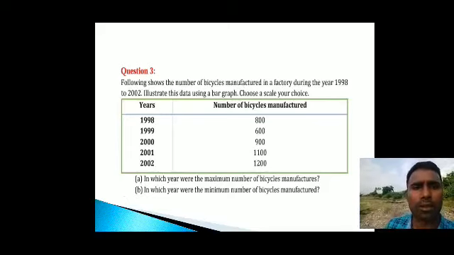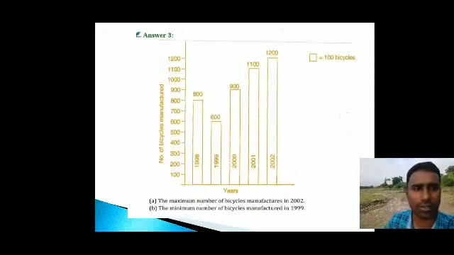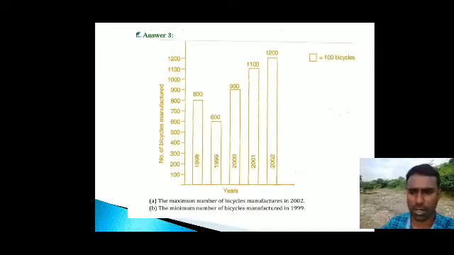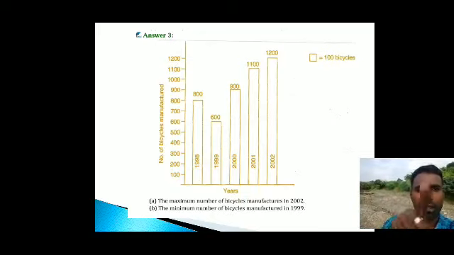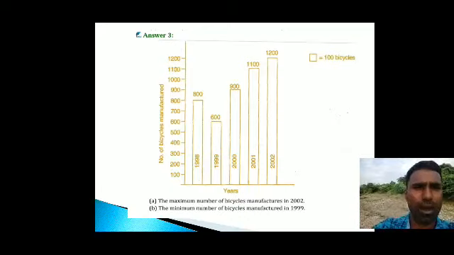Okay, so the thing is, first you have to find the maximum and the minimum number of bicycles. First we have to draw the bar graph. So how to draw the bar graph? In the x-axis you take years. First draw one horizontal line and one vertical line in your graph. The intersecting point you can mention as 0. That is 0, 0, that's called the origin.